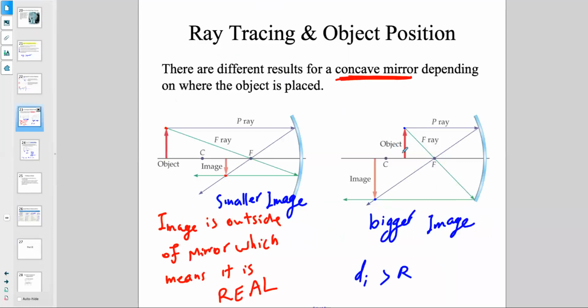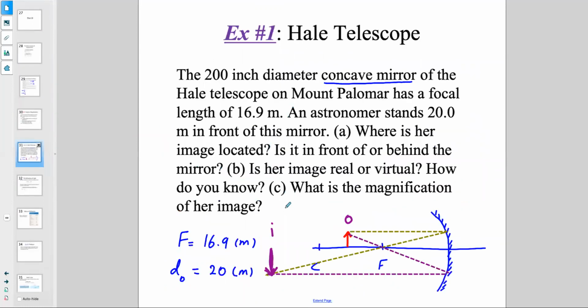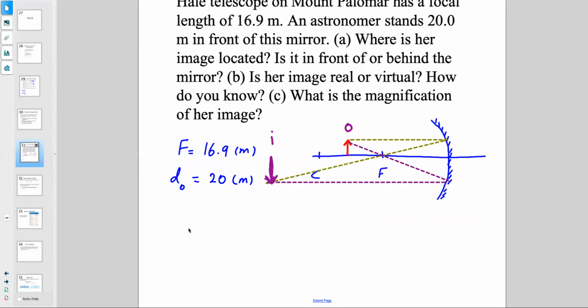Here we go. That's our object and that's our image. In part 1 of the video, we talked about it. So where is the image located? It is beyond C and it is bigger. Is it in front or behind of the mirror? It is in front of the mirror, so it's a real image.